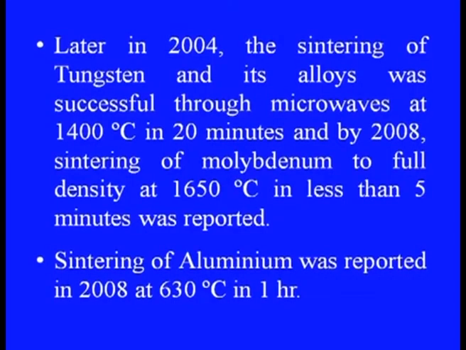Later, in the year 2004, the sintering of tungsten and its alloys was successful through microwaves at 1400 degrees Celsius in 20 minutes. And by the year 2008, sintering of molybdenum to full density at a temperature of 1650 degrees Celsius was achieved in less than 5 minutes. Then sintering of aluminum was also reported in the year 2008 at 630 degrees Celsius in 1 hour duration.